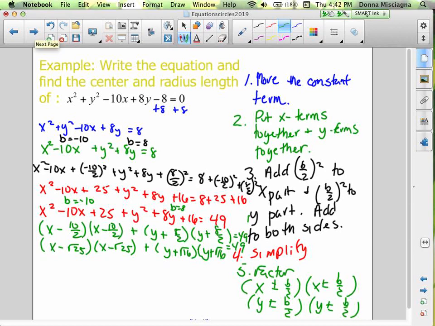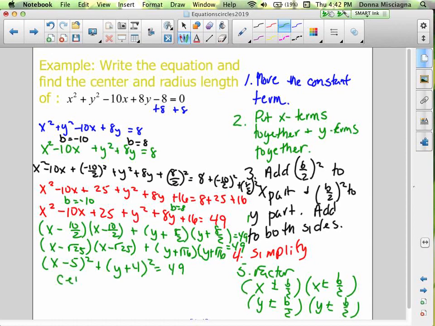So whether we think of it as 10 divided by 2 or the square root of 25, this is x minus 5, and there's 2 of them, so it's x minus 5 squared. Whether we think of it as 8 divided by 2 or the square root of 16, that's going to be y plus 4. And since there's 2 of them, squared, equals 49. So now we can find the center.